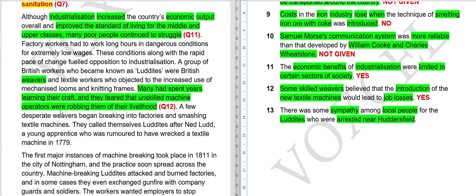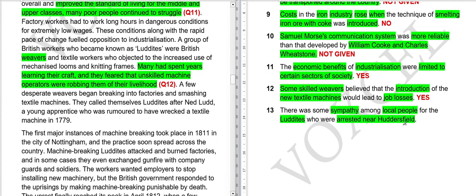So let's see. Until now we haven't read about this particular place. Wherever this particular place is mentioned, our answer will be in that location. So we'll read forward.